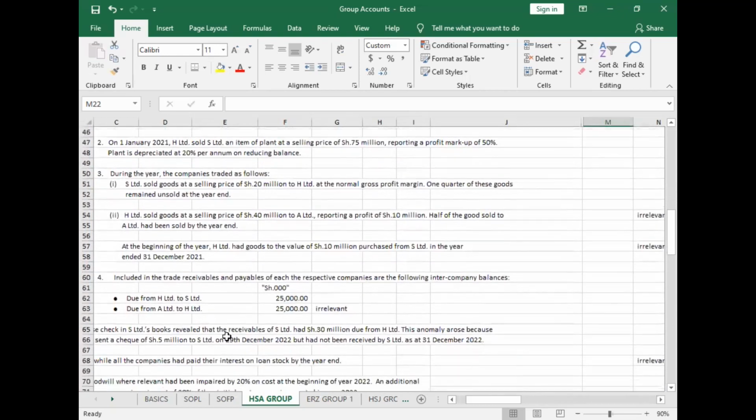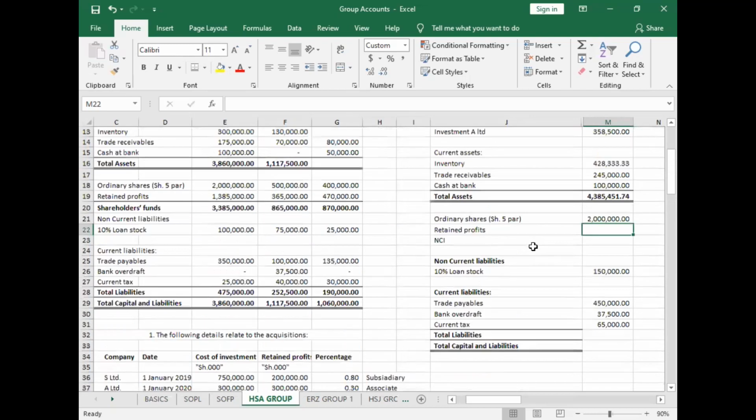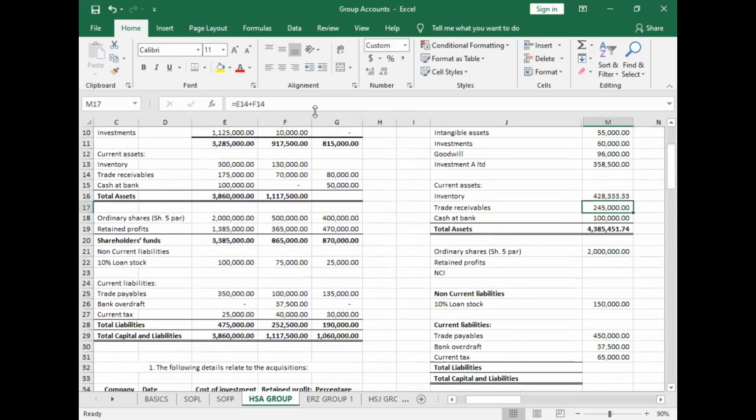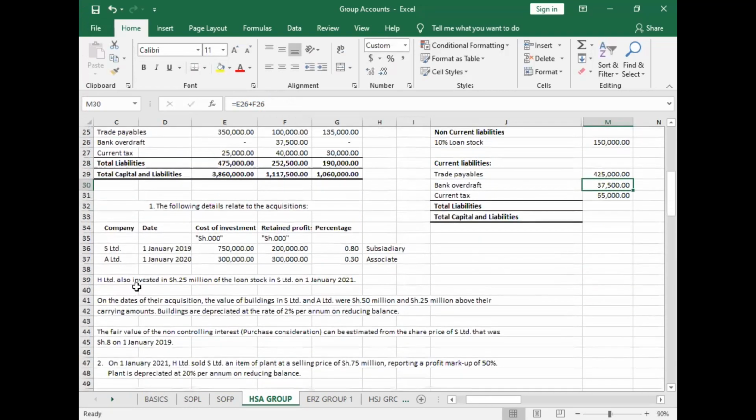So we'll move to number 4. Number 4, we have included in trade receivables and payables. So I told you H and A, only the group. The other one is not a group member, it's an associate. So intergroup balances will be less from the receivables. So this one will go directly, minus 25, 1, 2, 3. And also trade payables will less the 25,000, minus 25, 1, 2, 3. The adjustment, we have already entered it directly.